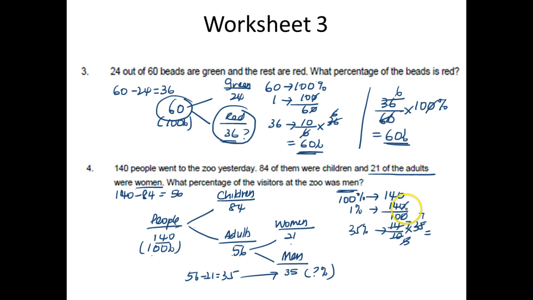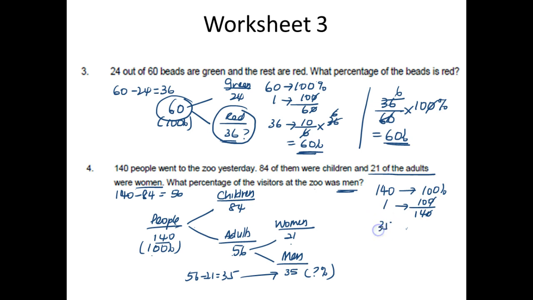$1,440. Oh, I'm sorry. I made a mistake here. I need to find the percent. So to find the percent, I will have to take 140 as my 100%. So 1% will be 100 out of 140.